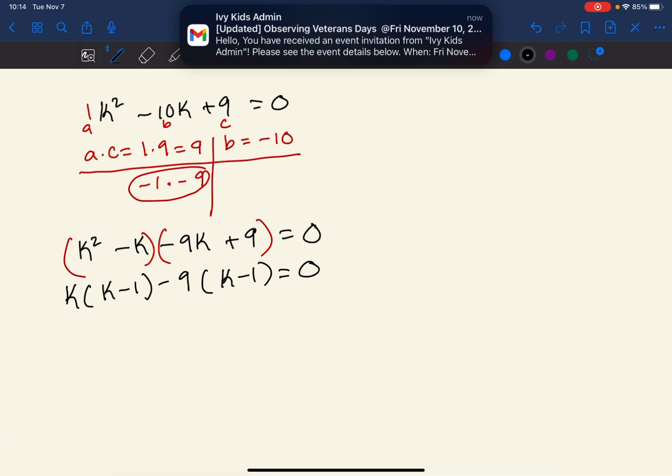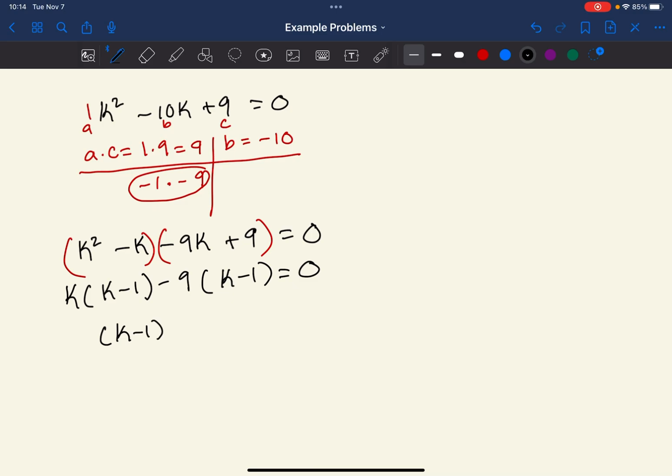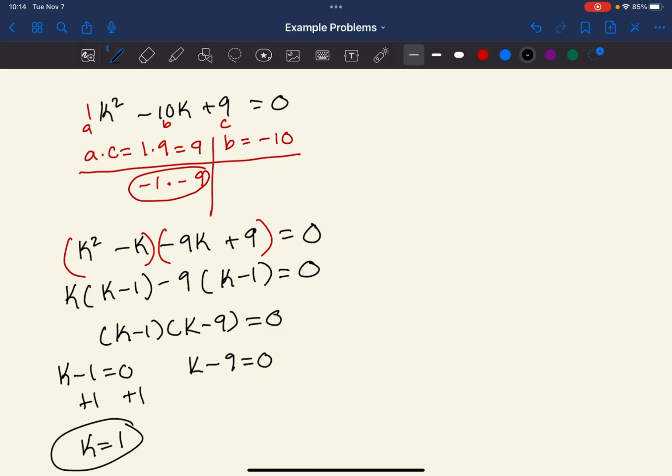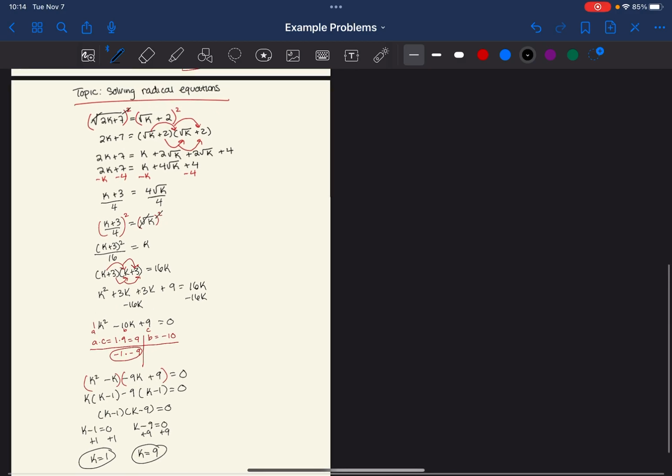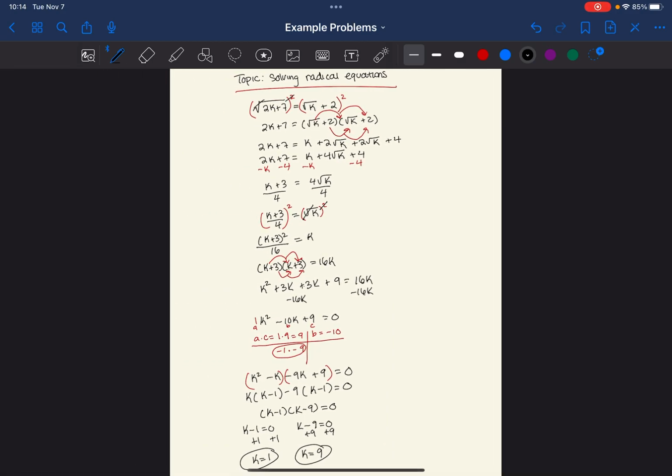Okay. So that means I have my two factors, k minus 1 and k minus 9, equal to 0. Once I have my two factors, I'm going to set each one separately equal to 0. So k minus 1 equals 0, k minus 9 equals 0. Then I solve for k individually. In this first one, I add 1 over, and I get k is equal to 1. And then the other one, I add 9 over, and I get k is equal to 9. Okay, so now I solved for k.